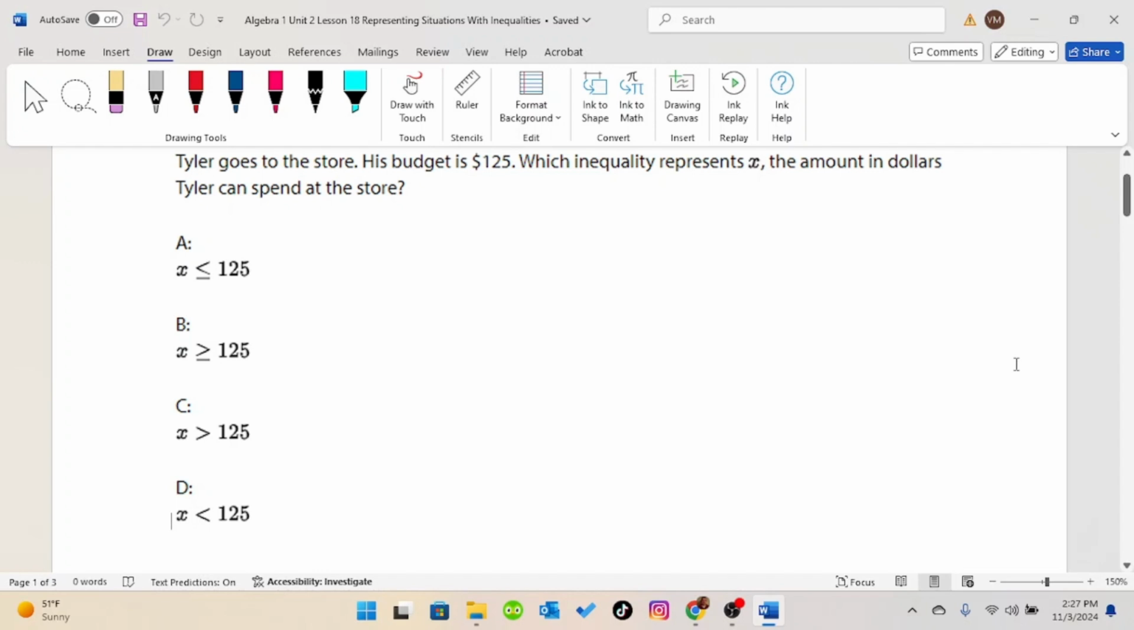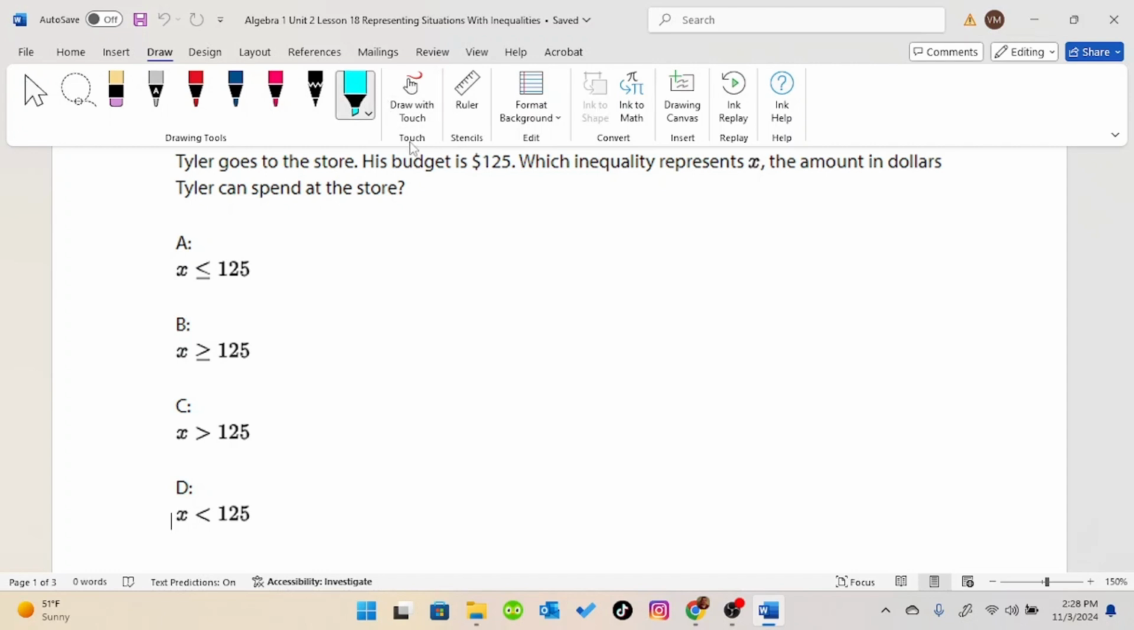Now we can begin the practice problems for Algebra 1, Unit 2, Lesson 18, Representing Situations with Inequalities. In our first problem, Tyler goes to the store. His budget is $125. Which inequality represents X, the amount in dollars Tyler can spend at the store?